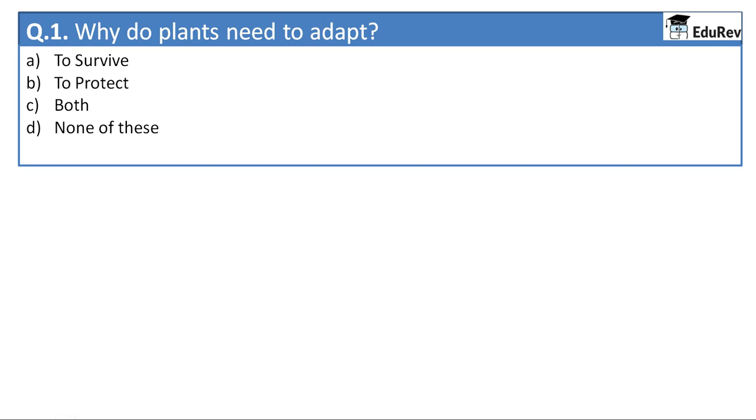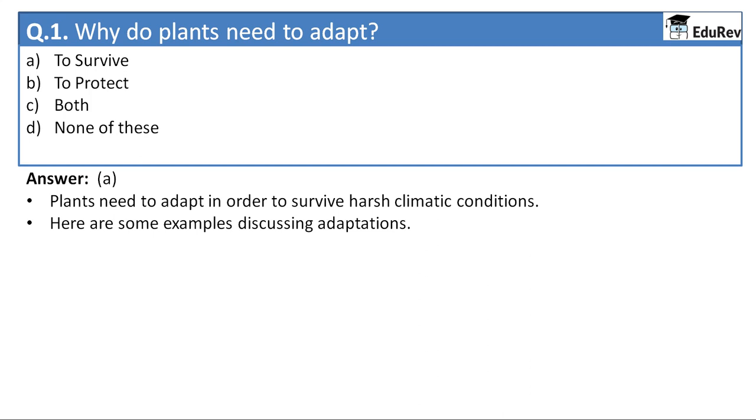And the options are to survive, to protect, both, or none of them. The correct answer is option A, to survive. Let's have a look at the solution. Plants need to adapt in order to survive harsh climatic conditions.